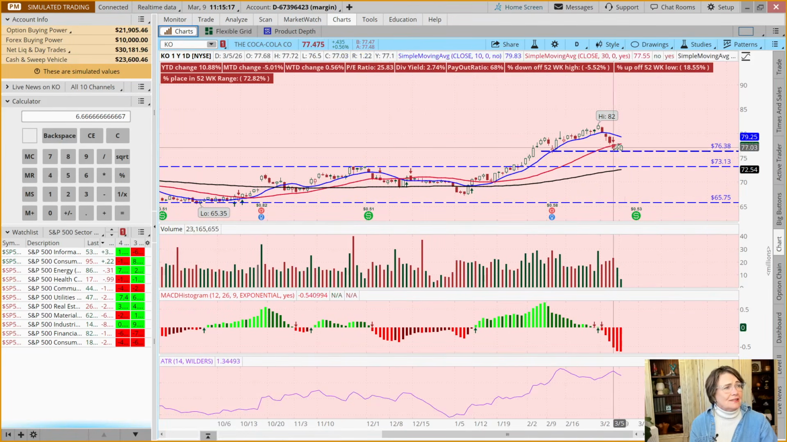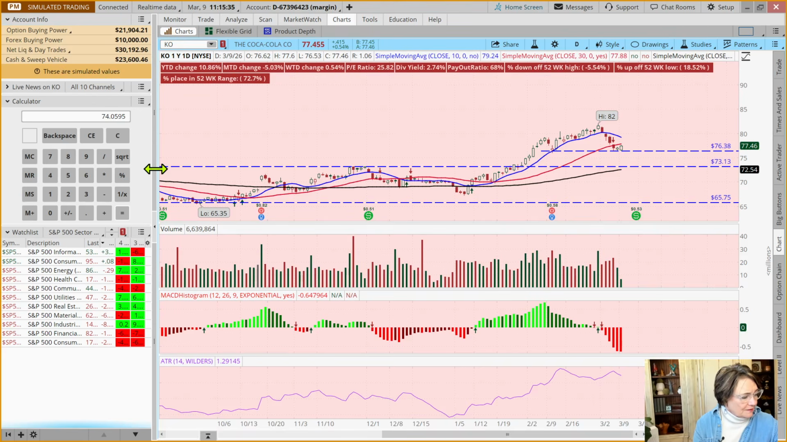Well, let's look at this. 76.38, 76.35, a recent low. If we went 3% below that, times 0.97, we'd put our stop at 74.05. And we're going to put our target at 81. Now we can buy $5,000. That's our max position size. I'm going to divide that by our current price, 77.46. So we could buy 64 shares.